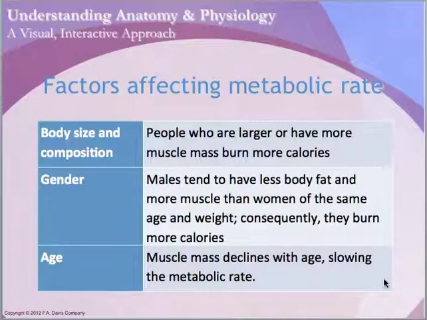So here are some other factors affecting metabolic rate: body size and composition. People who are larger or have more muscle mass burn more calories, so they need more calories. Males tend to have less body fat and more muscle than women of the same age and weight. Consequently, they burn more calories. And age: muscle mass declines with age, slowing the metabolic rate.